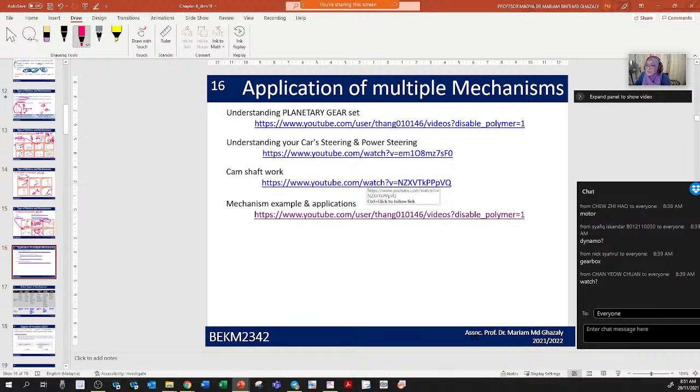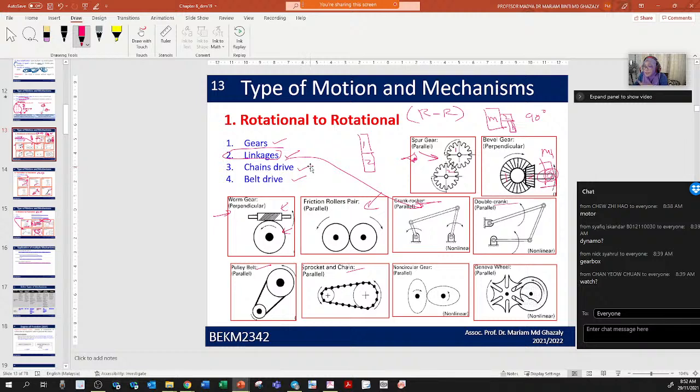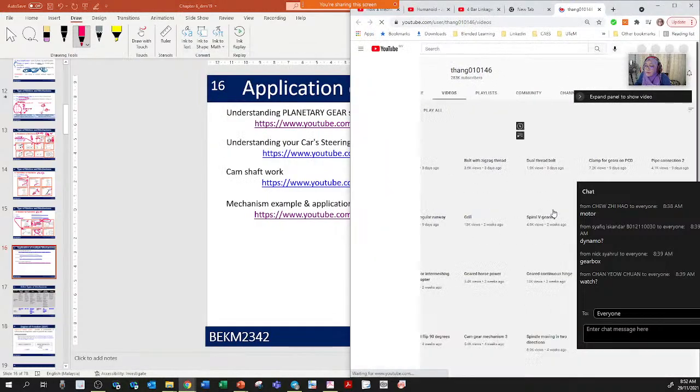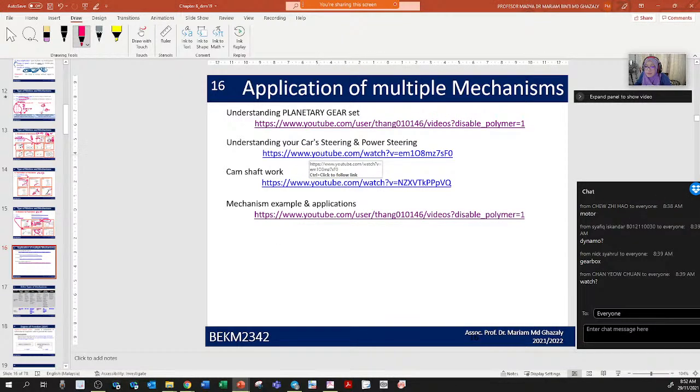Go through these videos. The first video is on the planetary gear. Even though in the rotary to rotary section I didn't show you the planetary gear, this one is added value, so go through that planetary gear video. Also go through this one, understanding your car steering and power steering, because later we will go into detail on it, as some application mechanisms are used in car steering and power steering. And for power steering, we are also using the hydraulic actuation system.